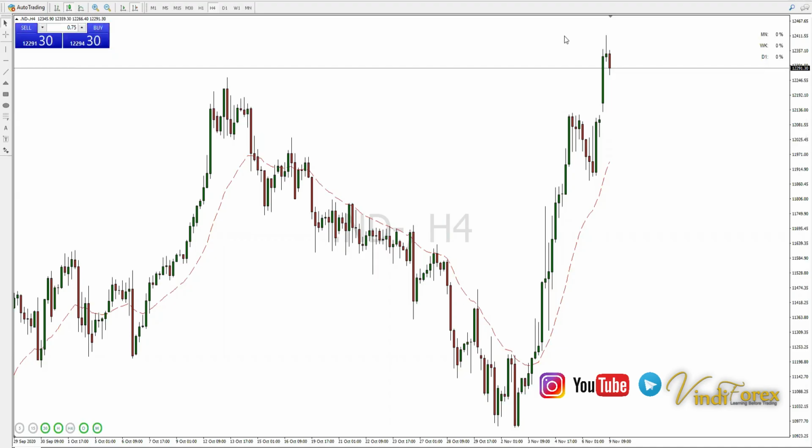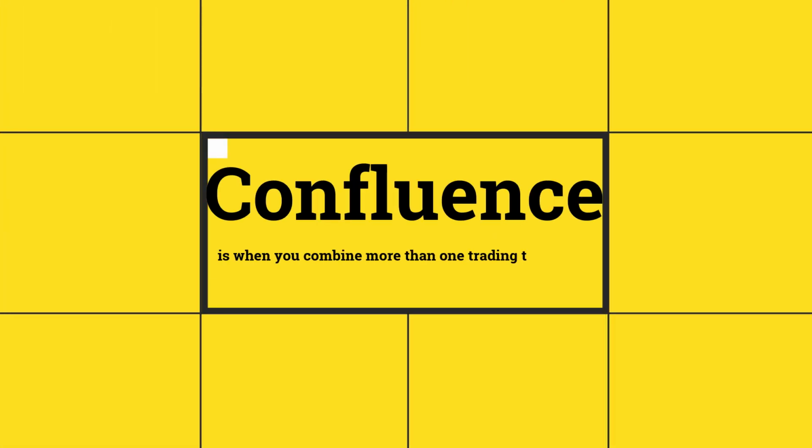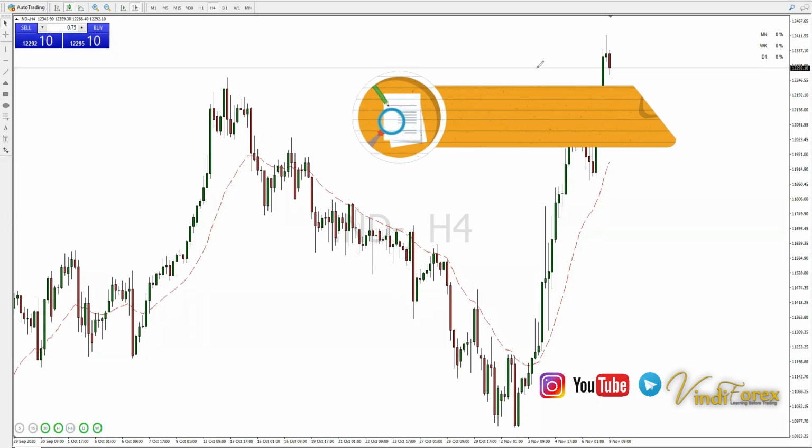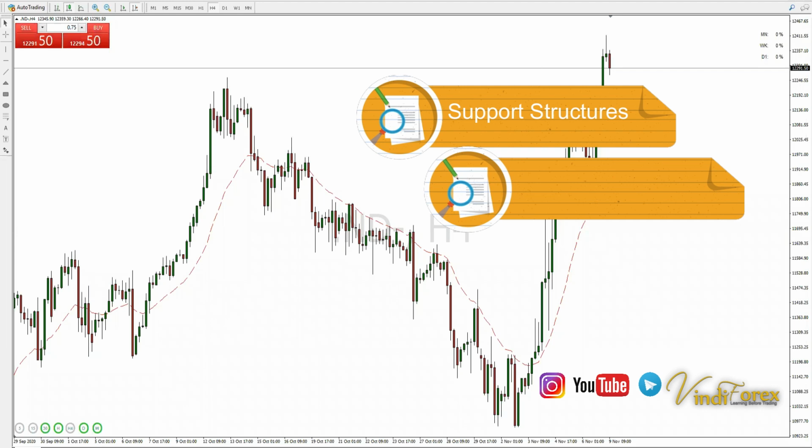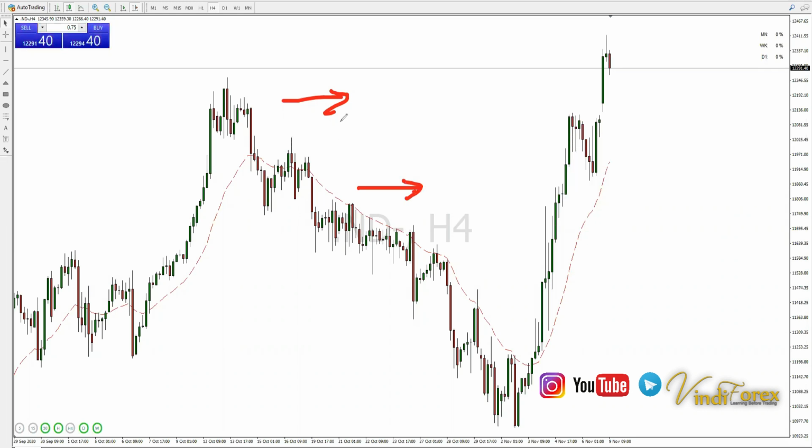So let's start by defining what confluence is. Of course, a simple definition would be an act, or rather a process, of merging. So in this case, we are basically going to be merging structures. We're going to be merging support and resistance. That's what we're going to be looking at. We're going to be combining that.